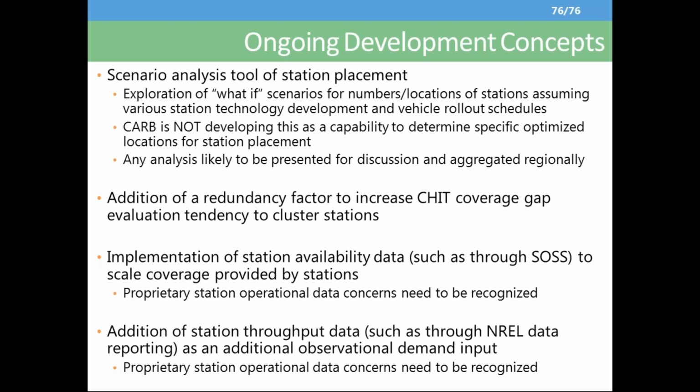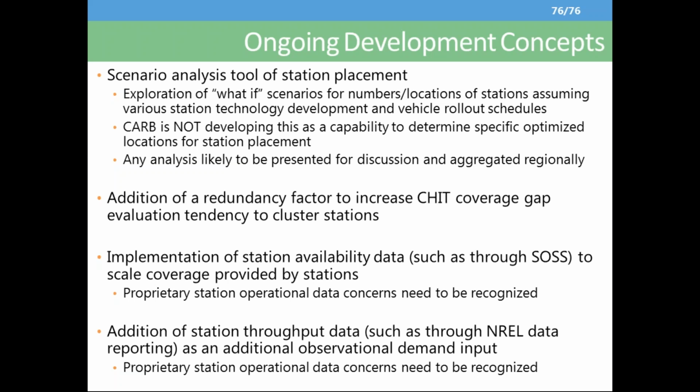We've had conversations about adding yet another redundancy factor to try and determine where additional stations need to be clustered even more than CHIT typically does. I'll just emphasize here that the coverage assessment, as you saw at the beginning of this, does already essentially account for redundancy of stations to each other. So this is just something that we've heard some feedback on. We haven't really had a chance to sit down and discuss too much of the details, but we're still looking at it.